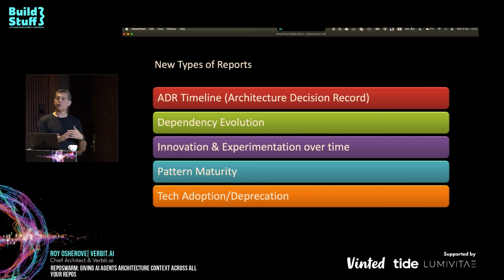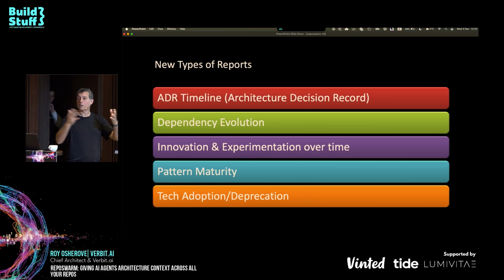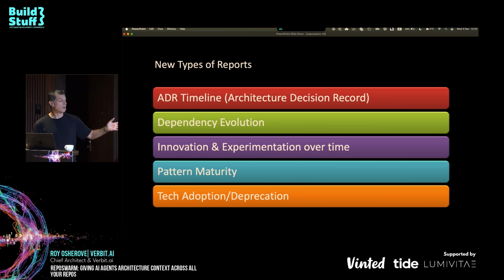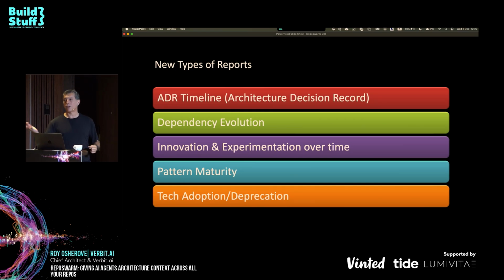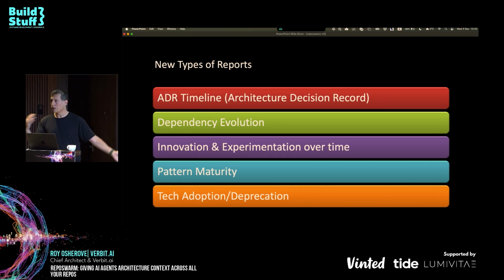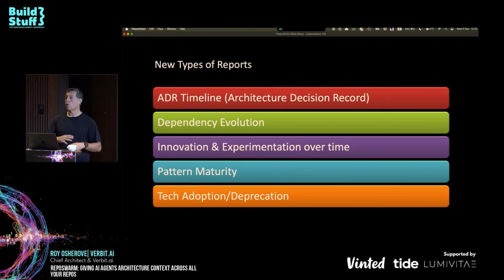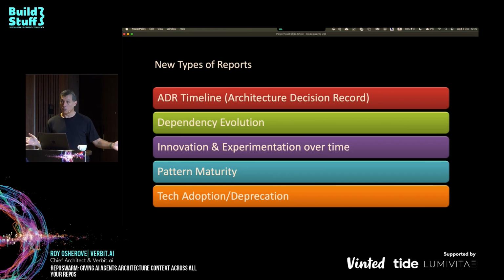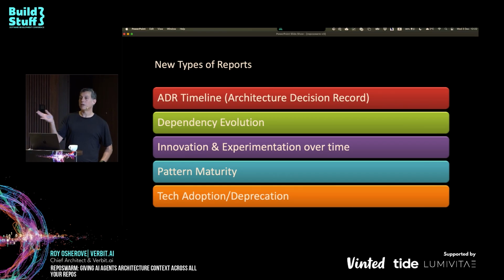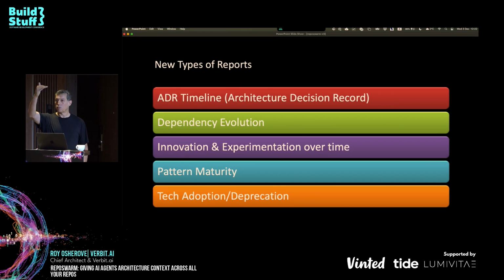Maybe I want to see what innovation experiments our teams are doing across different repositories. Different patterns: we want everyone to use a specific type of pattern, let's say sending events instead of using direct API calls, or the other way around. Or tech adoption and deprecation. Let's say we want to make sure nobody uses Cognito anymore, and everybody uses Confluent tomorrow. So I want to see that over time.